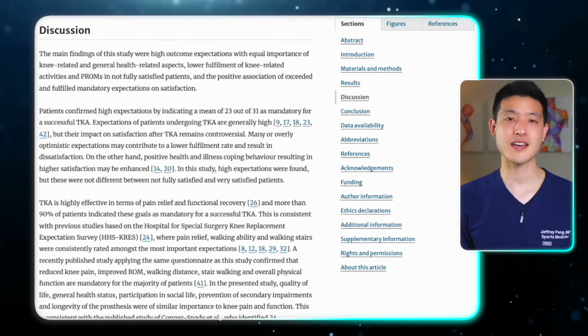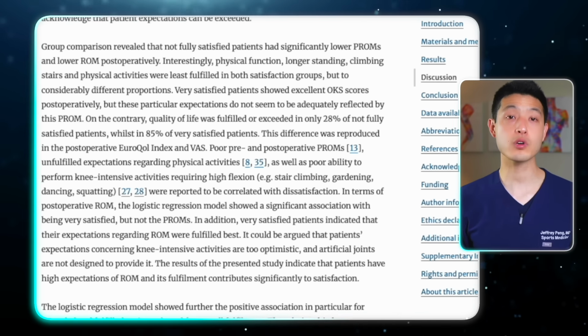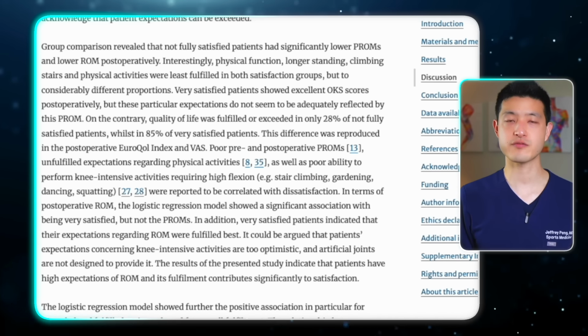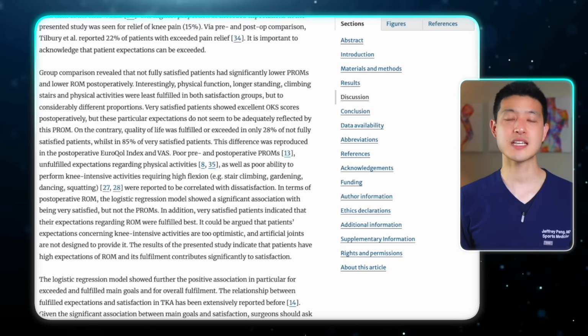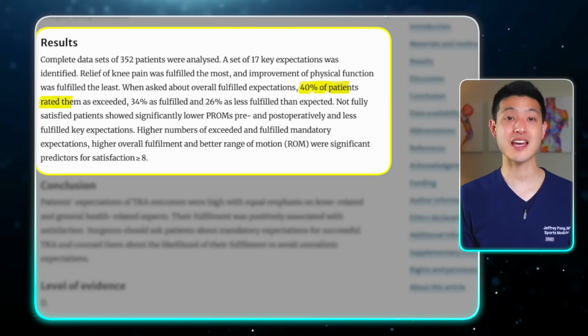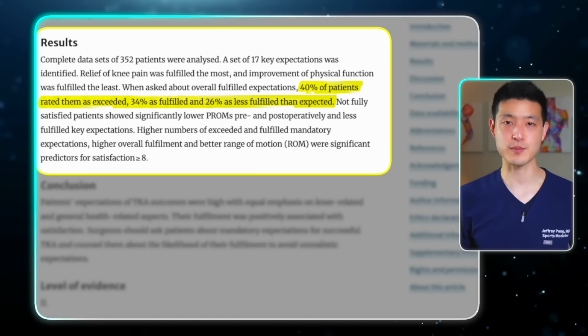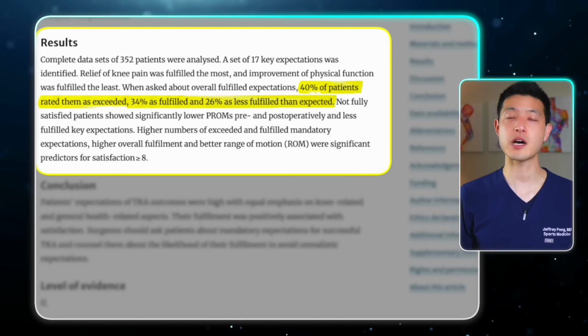The authors write that, in general, the not fully satisfied patients were older, had more comorbidities, had a worse range of motion post-operatively, and showed significantly lower patient-reported outcome measures. So after reviewing this study, it's apparent that meeting certain expectations is crucial for high patient satisfaction. And depending on how you look at it, surgery does an okay job. 40% of patients had expectations exceeded, and 34% of patients had expectations met. That's 3/4 of patients with positive results.